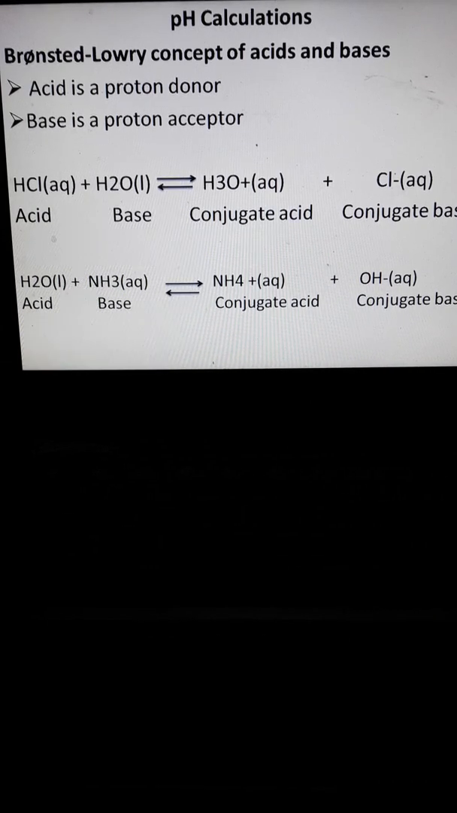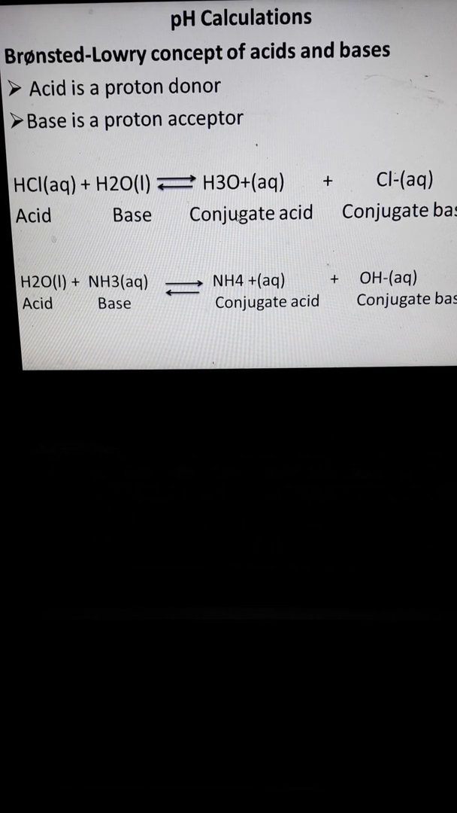Post-lab discussions. So, pH calculations: we have the Bronsted-Lowry concept of acids and bases. An acid is a proton donor, while a base is a proton acceptor. We have here the reaction between acid plus base: HCl, or hydrochloric acid, plus water.